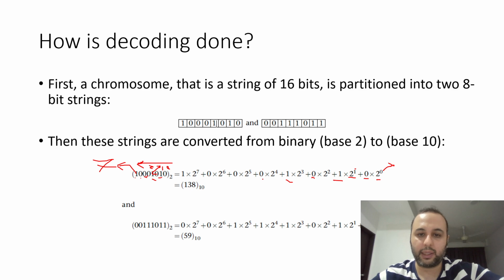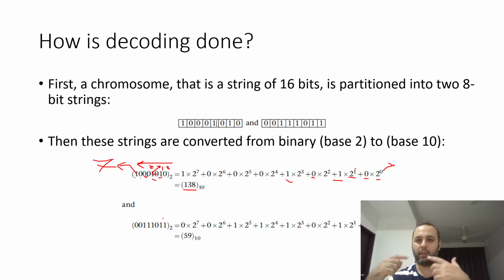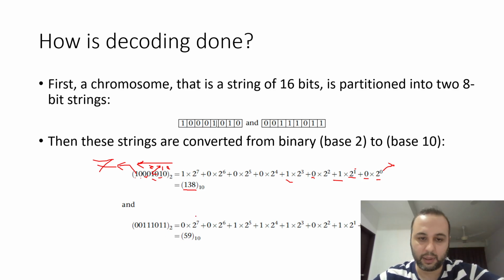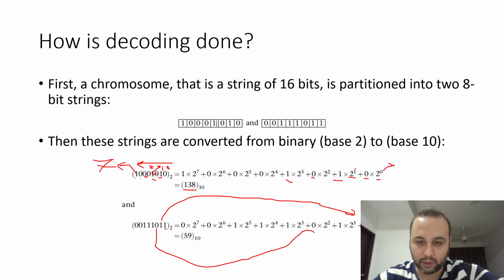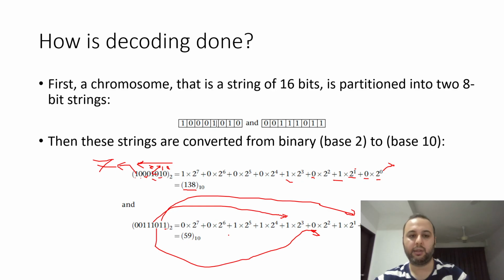After that you apply the calculation and you will reach a value of 138. This is the value in base 10. This is the decoding. And see another example. Starting from 0, 1, right? 1 times 2 to the power of 0. 1 times 2 to the power of 1. 0 times 2 to the power of 2. 1 times 2 to the power of 3. And the same pattern continues until the end.